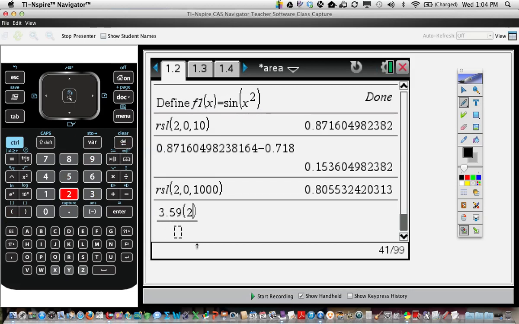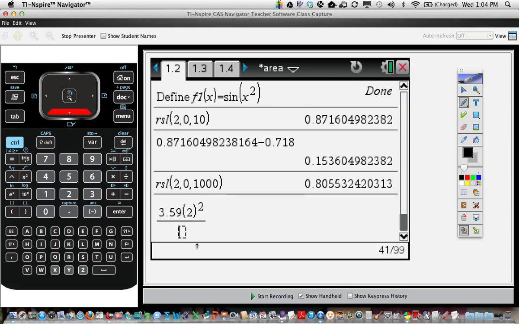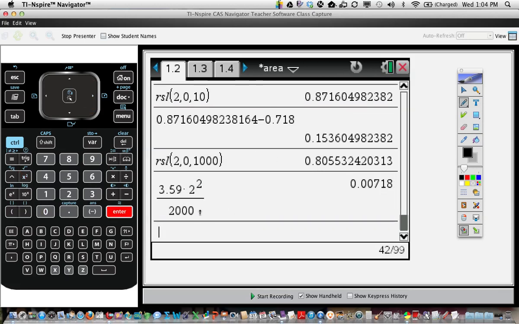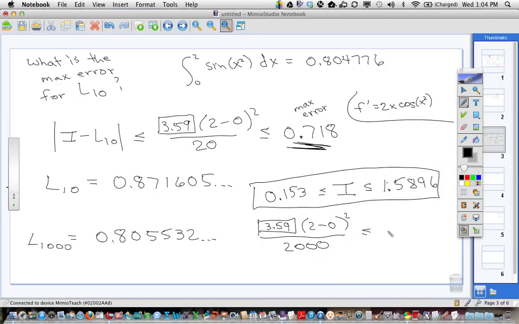times, what was it? 2 squared, that'd be 4, right? Or, yeah, 2 squared, there you go. Divided by 2,000. 0.00718. Oh, that makes sense. It just moved the decimal over a couple places. So now our max error is this. Now I'm not going to add it on and subtract it off again, but I want you to think about what would happen if you add it on and subtract it off. And I want you to think about this max error number, what you're seeing there.